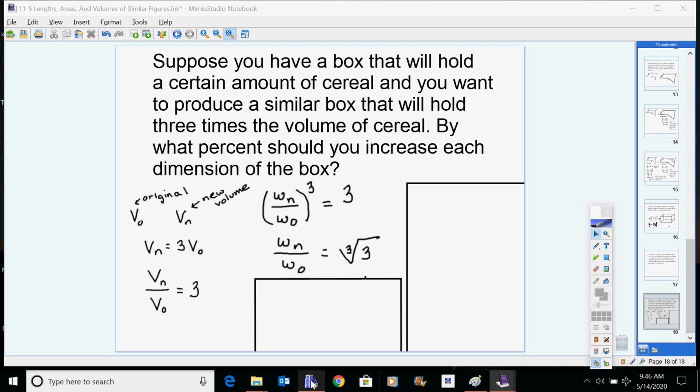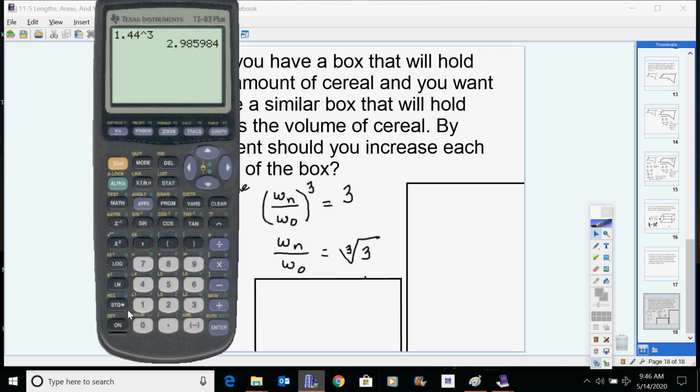So for those that don't remember how to do that, you can use your math button. Right here is cube root. Option 4 is cube root. Cube root of 3 is 1.44224957, and a whole bunch of numbers down here.